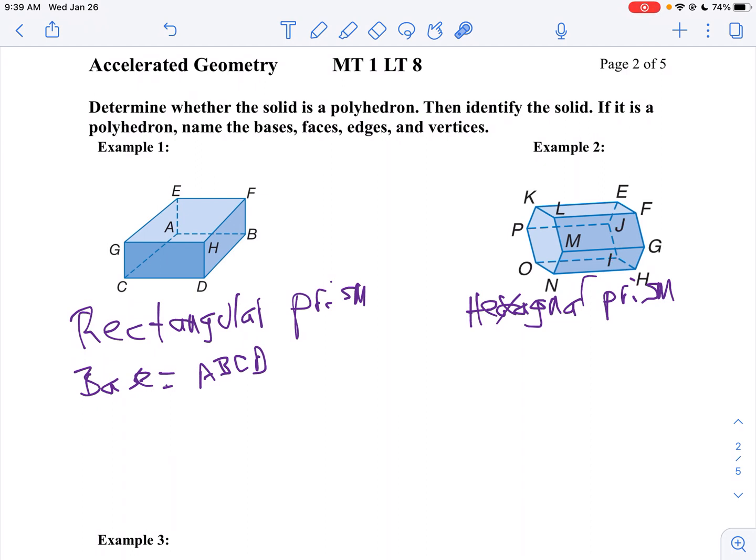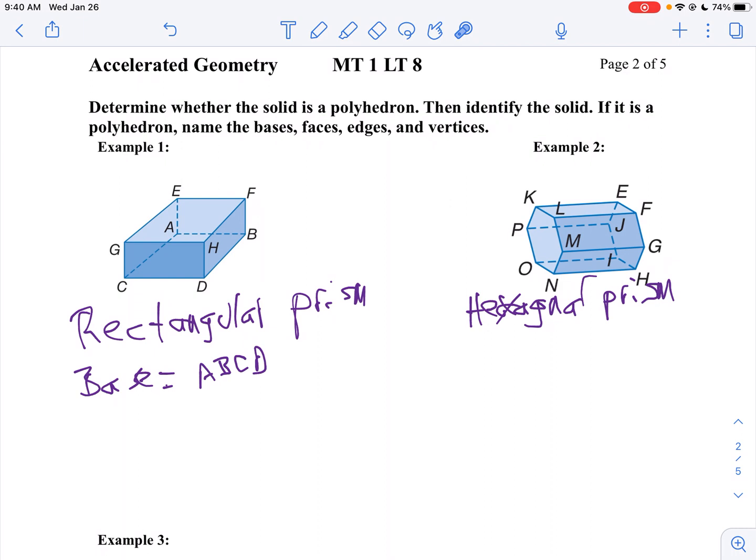Then my faces would be the rectangles. So K, E, F, L; L, F, G, M; M, G, H, N; and then the bottom would be N, H, I, O going up. The rectangle behind that, cleverly hidden, would be P, O, I, J. And then the last one would be P, K, E, J. There would be your bases and your faces.